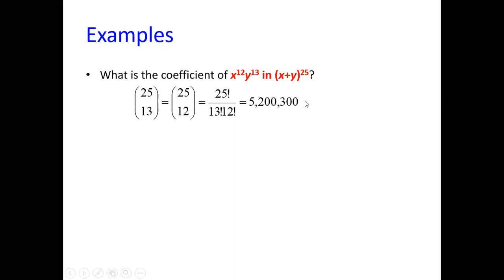Both will give us the same number. The coefficient will be 5 million.